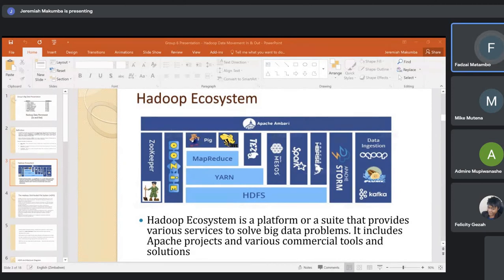HDFS is mostly for data storage. So when we come to big data, we look for the storage of data within our big data lifecycle, because that is its role in the Hadoop ecosystem, mainly for data storage.